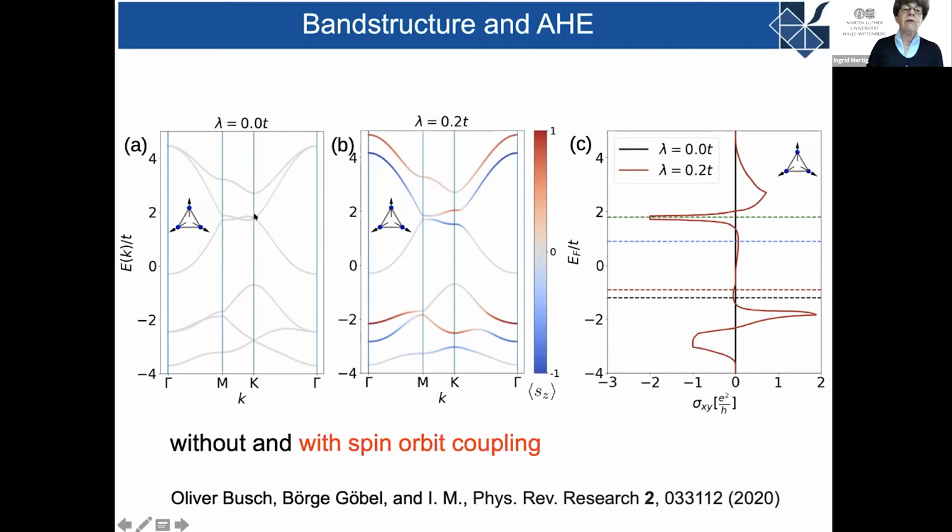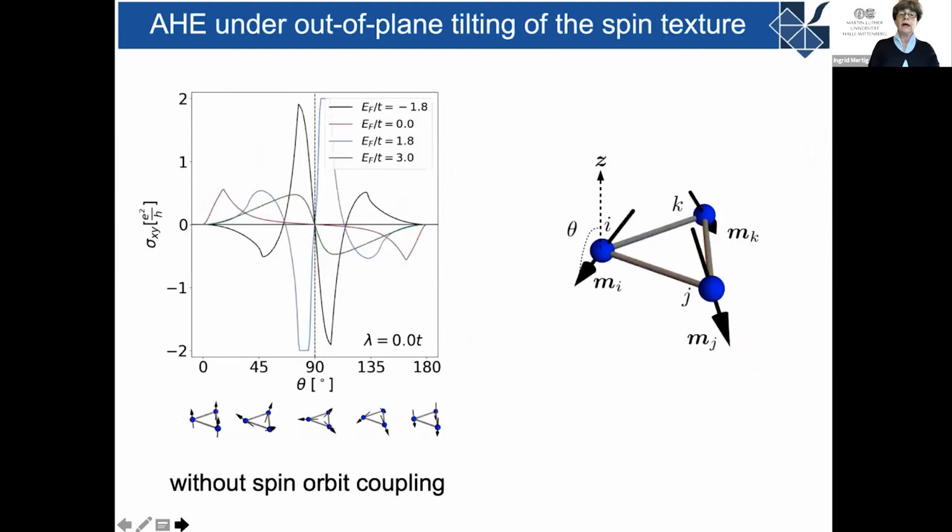And so you see avoided crossings occur, and my electronic states get polarized. So I have positive and negative expectation values of spin polarization in the z direction. So now I would like to understand this anomalous Hall effect, and I would like to understand the mechanism behind. So I do the following.